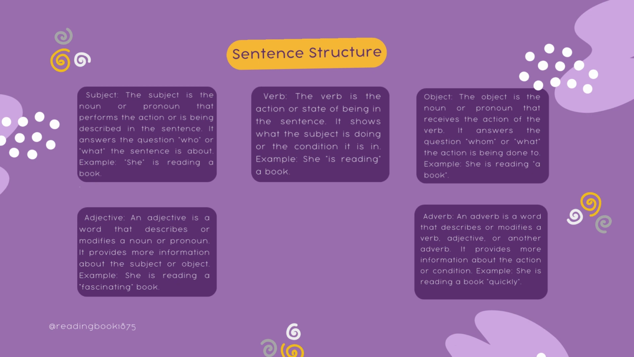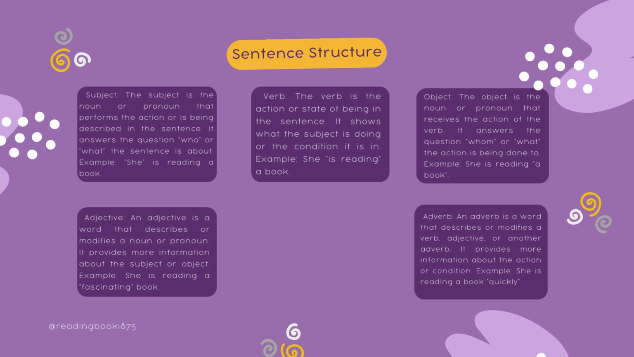3. Object. The object is the noun or pronoun that receives the action of the verb. It answers the question, whom, or what, the action is being done to. Example: she is reading a book. 4. Adjective. An adjective is a word that describes or modifies a noun or pronoun. It provides more information about the subject or object. Example: she is reading a fascinating book.